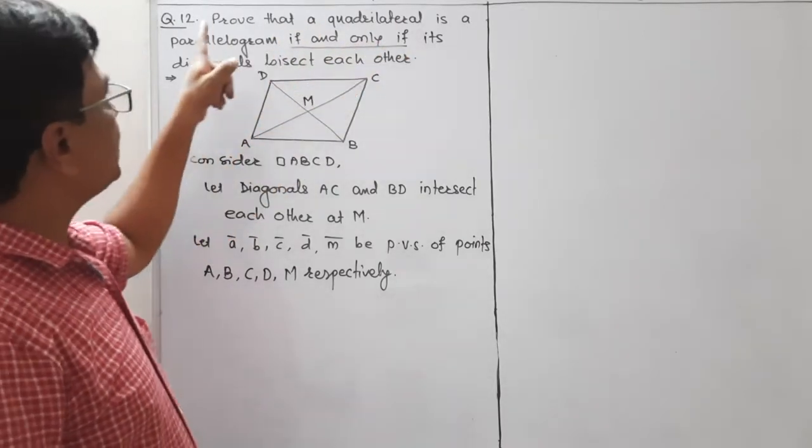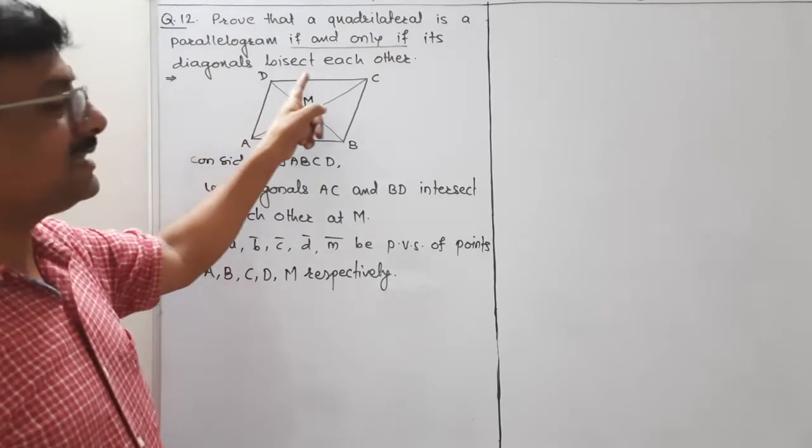If a quadrilateral is a parallelogram, then its diagonals bisect each other.